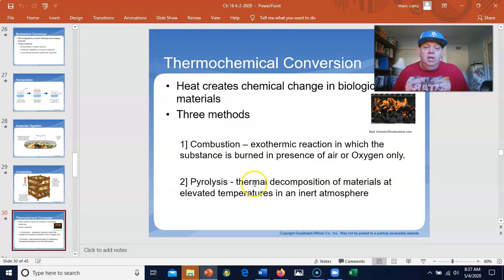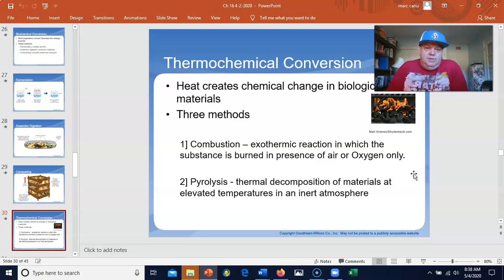Pyrolysis, on the other hand, is a thermal decomposition of materials at elevated temperatures in an inert atmosphere. Okay, inert means it's not reacting. So let's say you had an atmosphere that was filled with argon gas, which doesn't react, but here's your stuff you want to break down, and you heat it up. But it's not going to catch on fire. It's not going to combust because the atmosphere won't allow it.